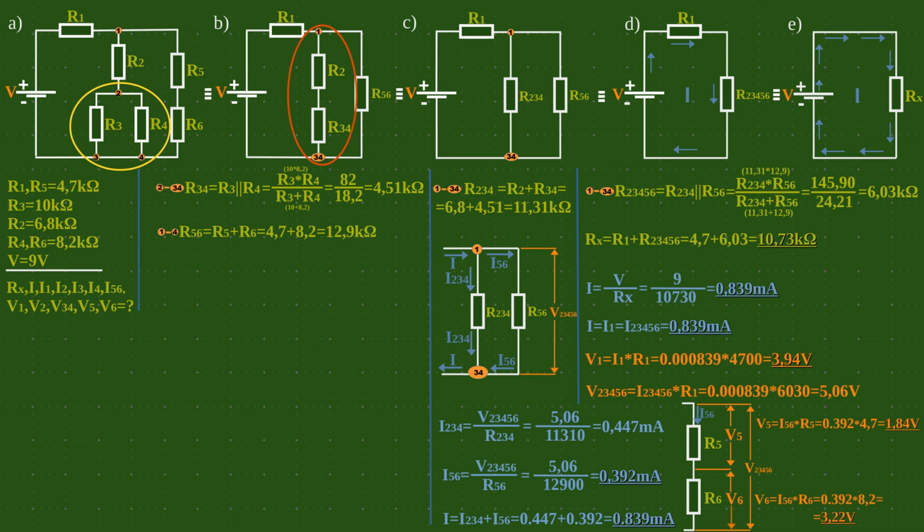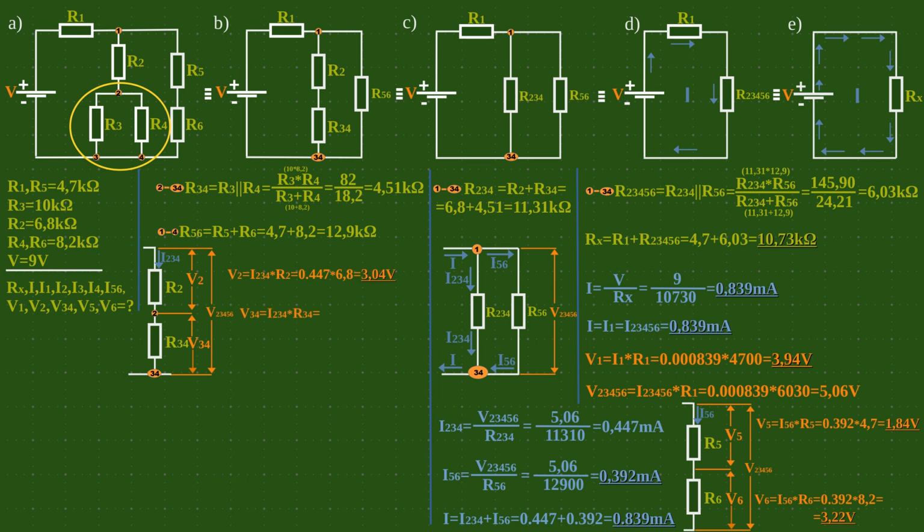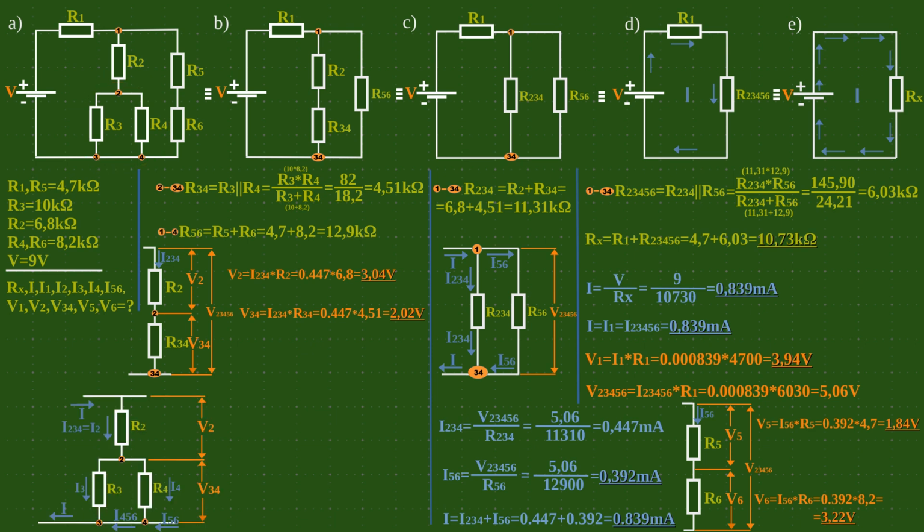We now return to diagram B, and calculate the voltages V2 and V3,4 in the same way as we have already calculated V5 and V6. The only difference is that we use the I2,3,4 current to calculate. Finally, we only calculate the currents I3 and I4.